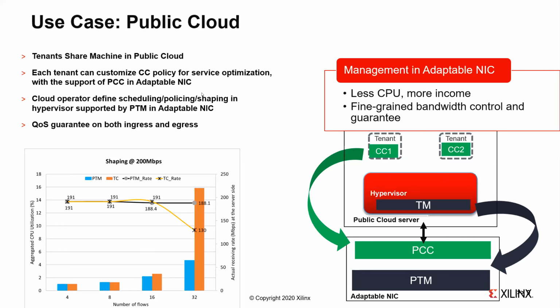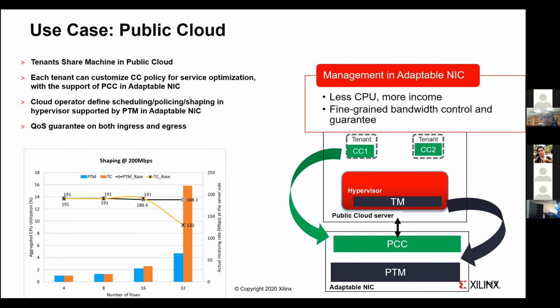Also, with the help of our congestion control programmability, we could design a new function or new service for the cloud vendors, right? They could provide different tenants a new service to design, or at least to select or optimize their applications from the congestion control level. So not necessarily the same congestion control algorithm for all the applications, for all the tenants, right?